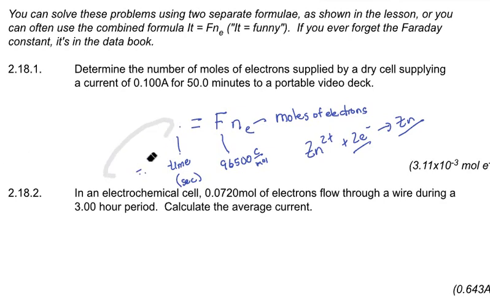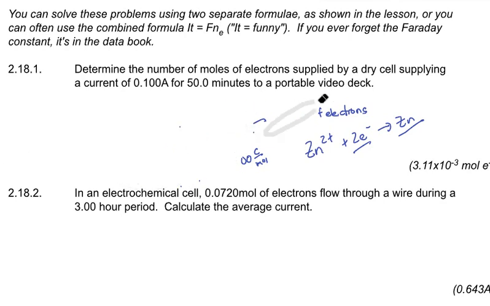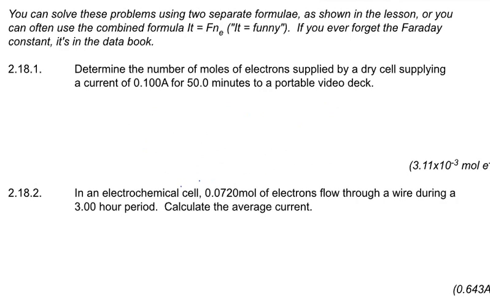So let's see what some questions look like. First one. They ask us for the moles of electrons, so Ne is to be found. They say we have a current of 0.1 amps. The time they give as 50 minutes. 50 times 60 is 3,000 seconds.